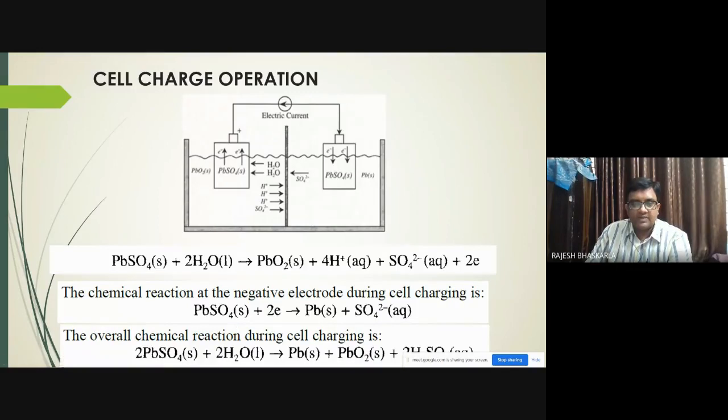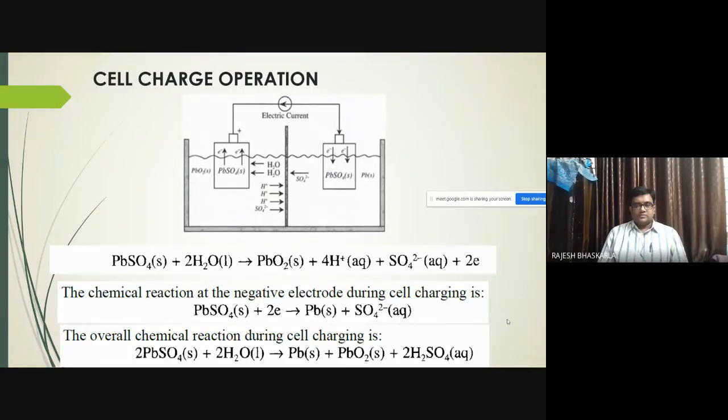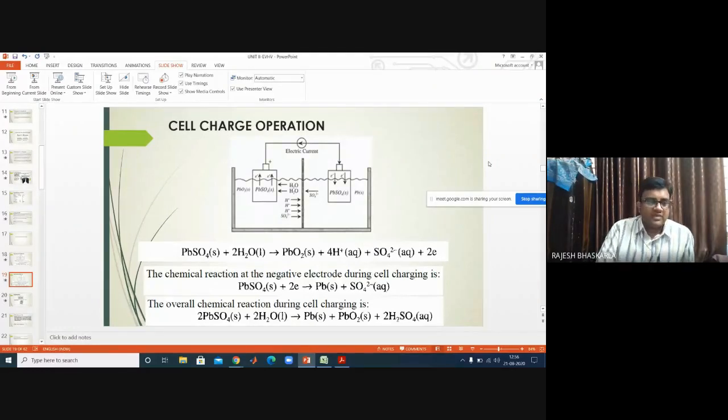So this is the addition. I mean, this is the complete overall chemical reaction. You have to add all these on the left hand side, and here you have to add all of them on the right hand side. Is this clear to all of you? Yes, sir.